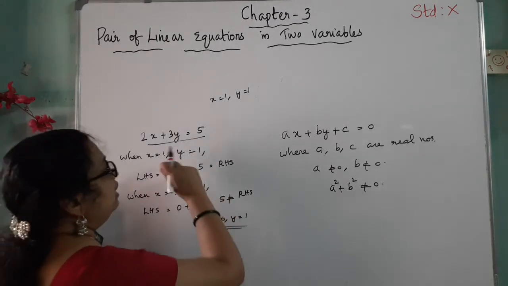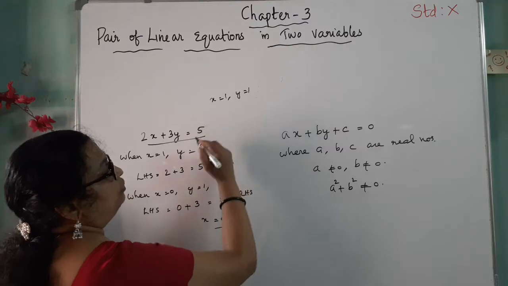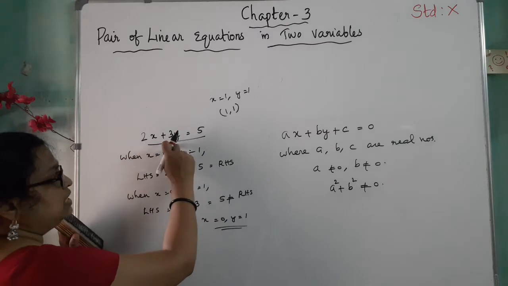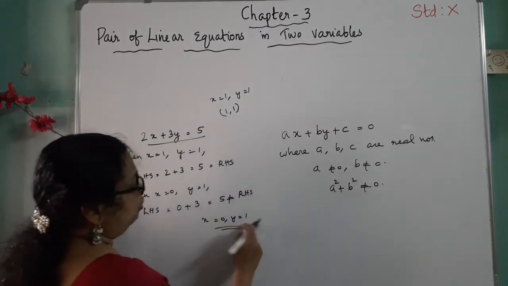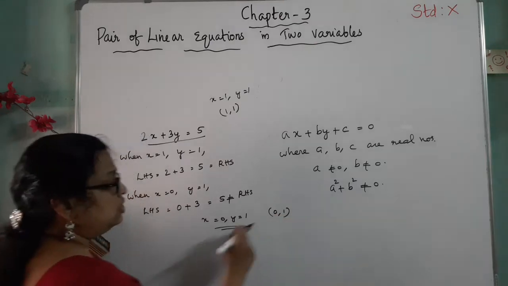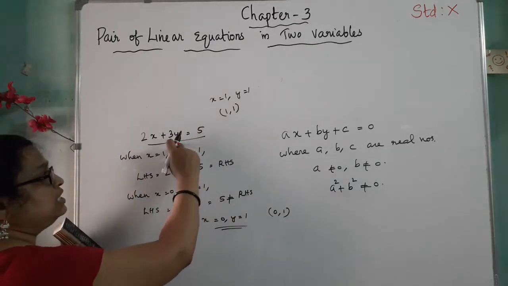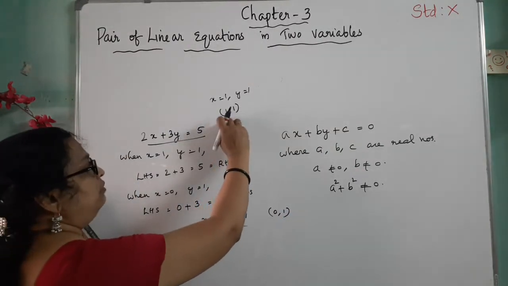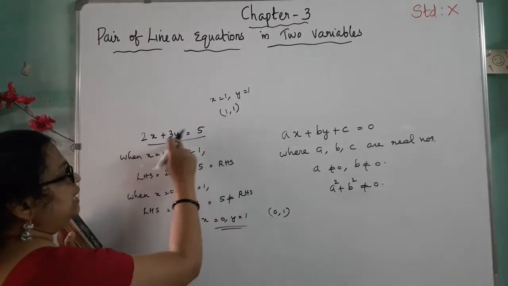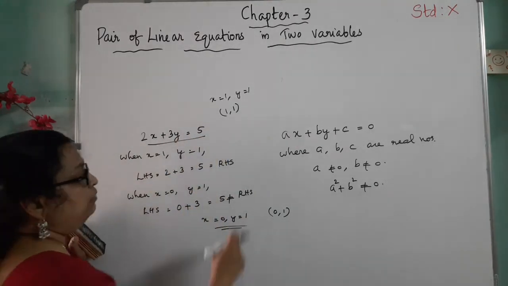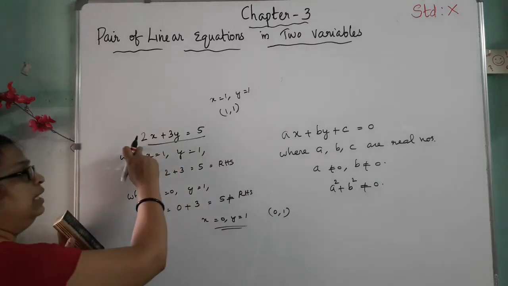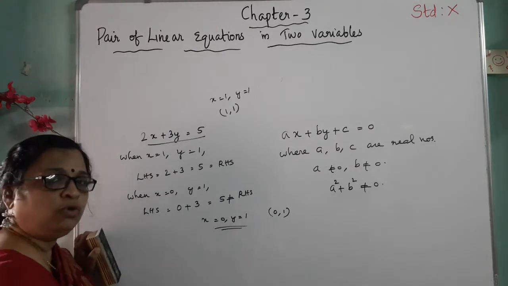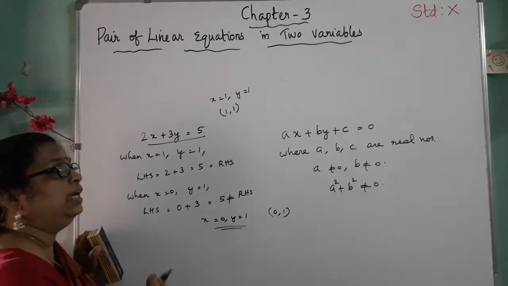So we can say that when we represent the graph, x equal to 1, y equal to 1, that is the point 1, 1 lies on the line 2x plus 3y is equal to 5. But x equal to 0 and y equal to 1, that is 0, 1 does not lie on the graph of 2x plus 3y is equal to 5. That is a straight line, that graph does not include it. So we can say that every solution of an equation is a point on the line representing it.